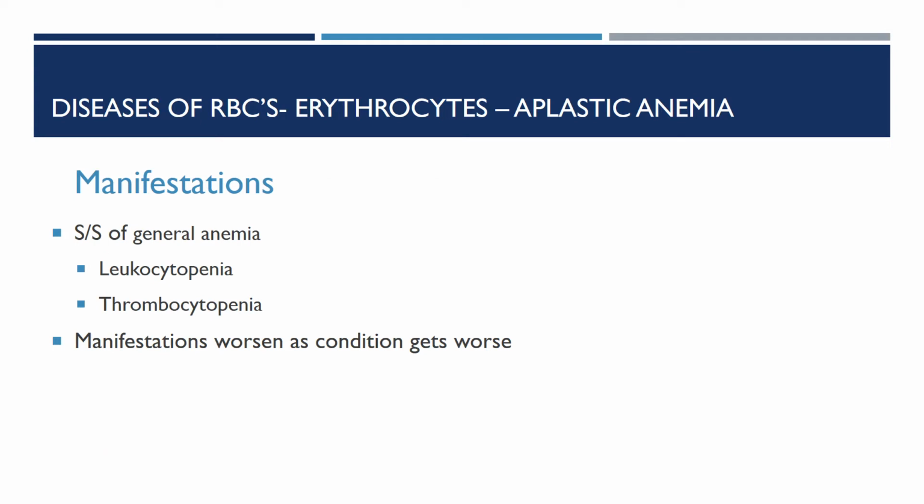So how is aplastic anemia going to manifest itself? It's going to be the same exact symptoms of general anemia, except it's going to add in a few more, right? Specifically talking about leukocytopenia, so a decrease in white blood cells, you might be susceptible towards infections, or thrombocytopenia, you might have difficulty clotting blood. If you don't treat the manifestations, they do generally get worse the longer you leave them untreated.